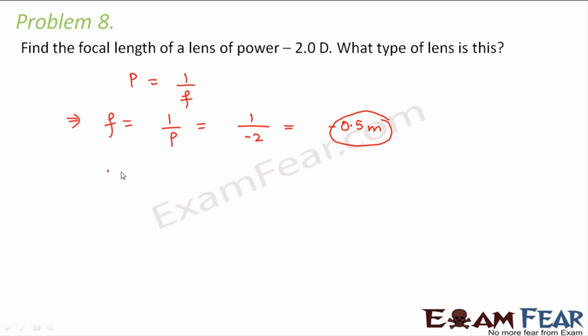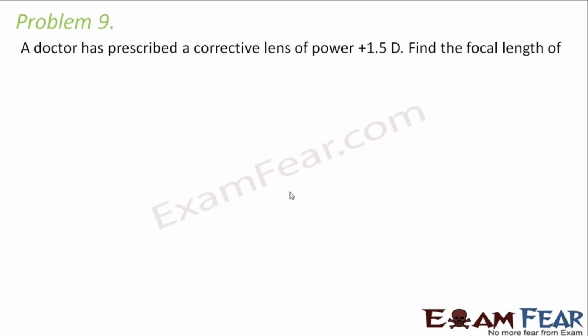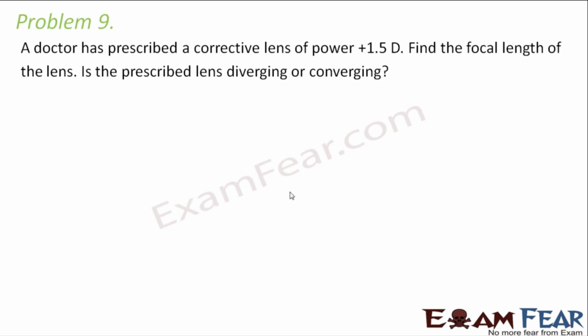Now since F is negative, that means what kind of lens is it? It is a concave lens. Let us look at the next problem. A doctor has prescribed a corrective lens of power plus 1.5 diopter. So that means power of the lens is given as plus 1.5 diopters. Find the focal length of the lens.